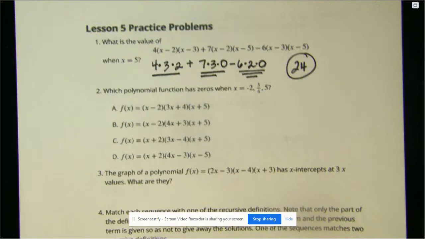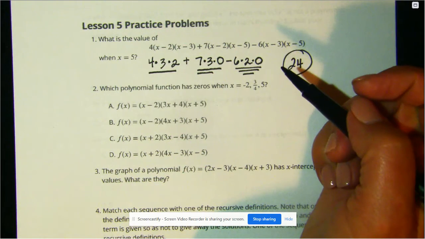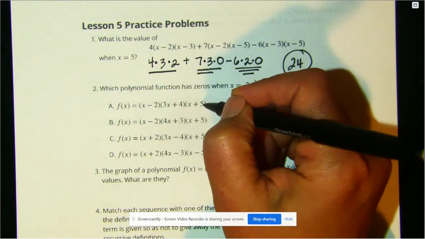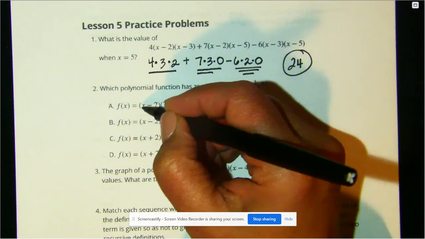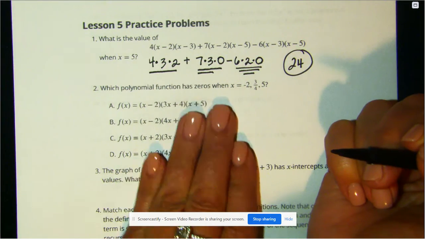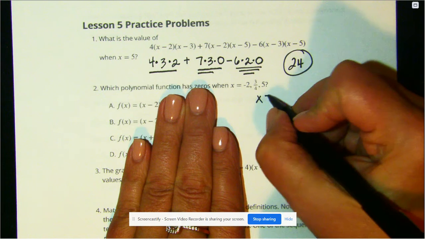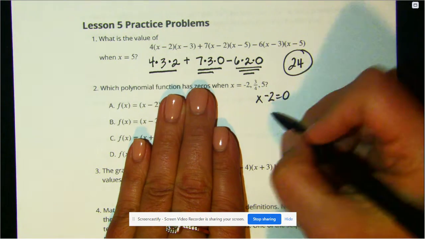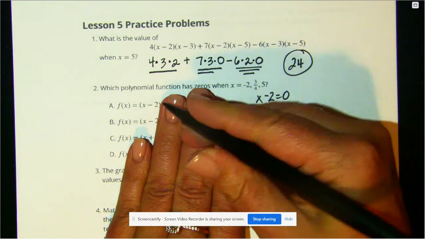Which polynomial function has zeros when x equals -2, 3/4, and 5? So remember, finding the zeros is setting this equal to 0. And if these three things are being multiplied together, in order for that to equal 0, one of those has to be 0. So basically, you're saying this to yourself. x minus 2 equals 0. So what would x need to be? You would add 2 to both sides. Oh, 2. 2 is what would turn that into a 0.